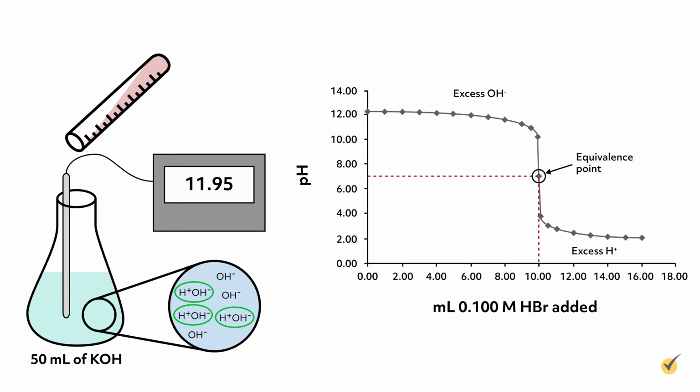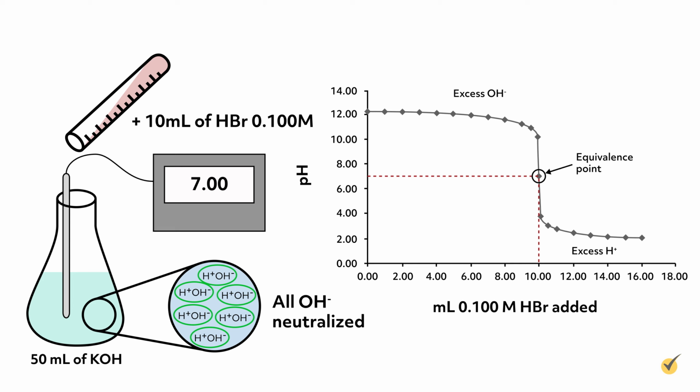As you can tell from the titration curve, once we began adding the hydrogen bromide solution, the pH began to drop, but only very slowly. As we got closer to the equivalence point, the drop in pH increased dramatically. From the graph, we can see that pH 7 was reached when 10.00 milliliters of 0.100 moles per liter of hydrogen bromide solution had been added.